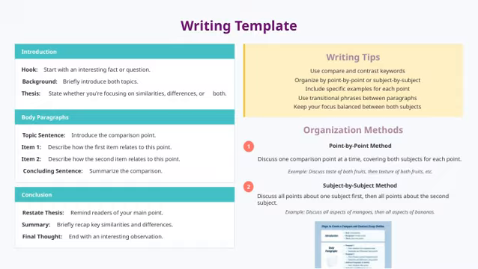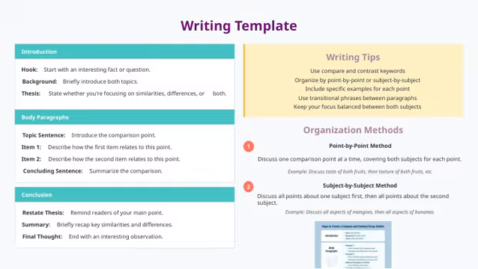Finally, in the conclusion section, we restate our thesis to remind the audience of our main argument. We briefly recap the key similarities and differences we've discussed. To end, we offer a final thought, something interesting or thought-provoking related to the comparison.